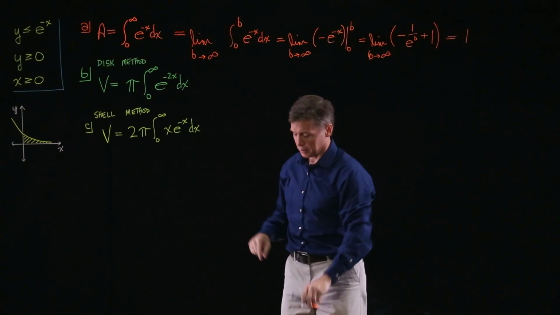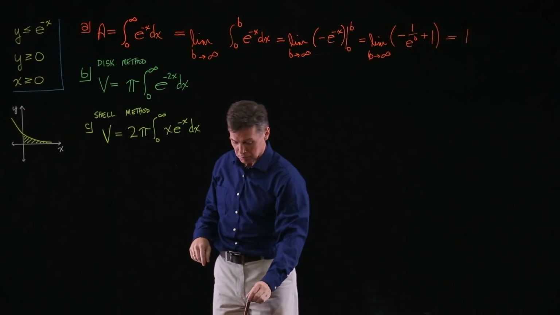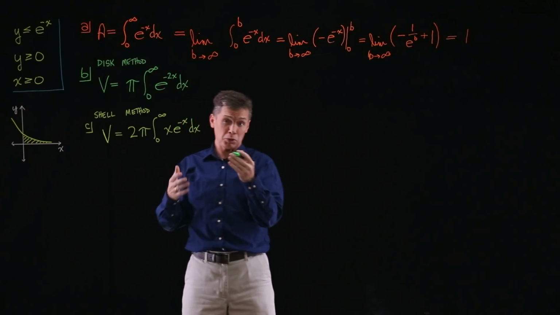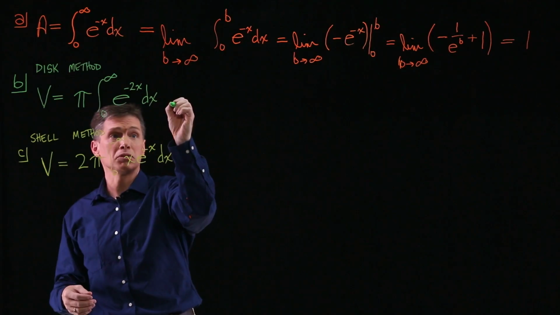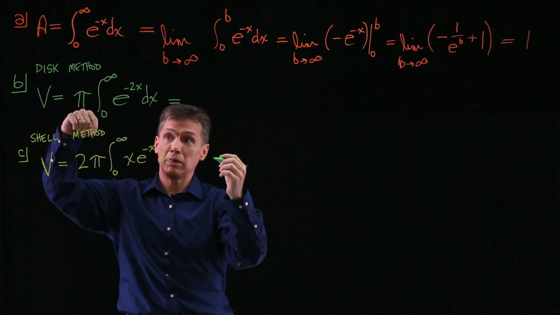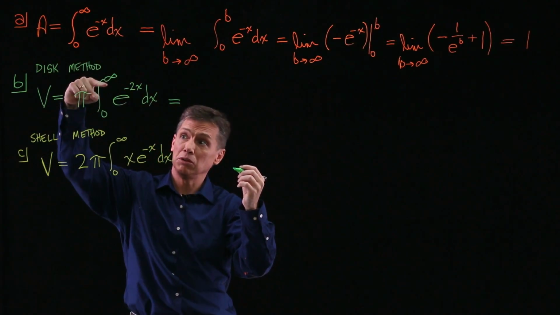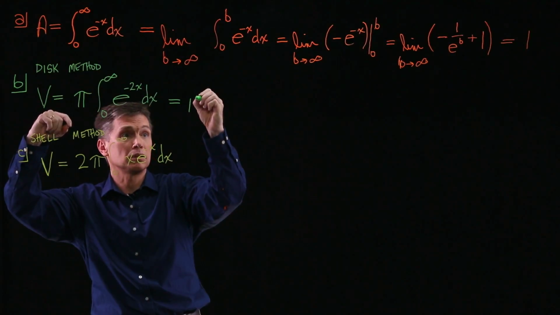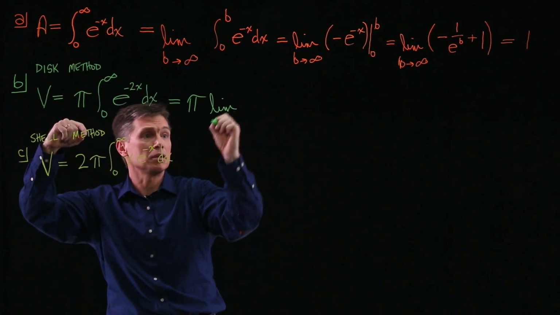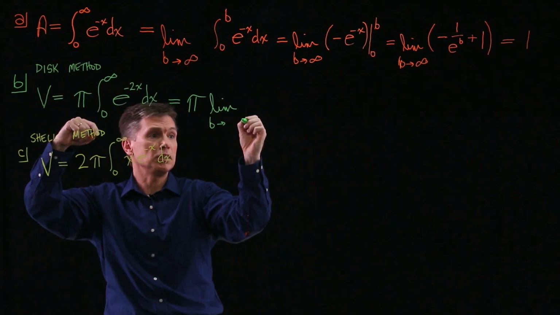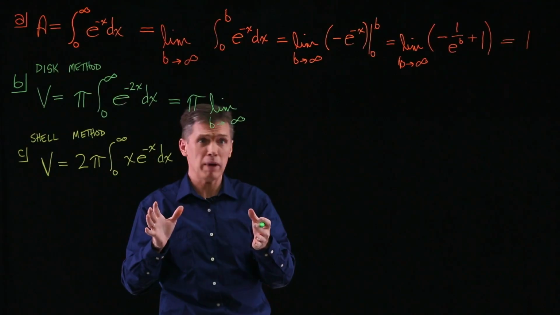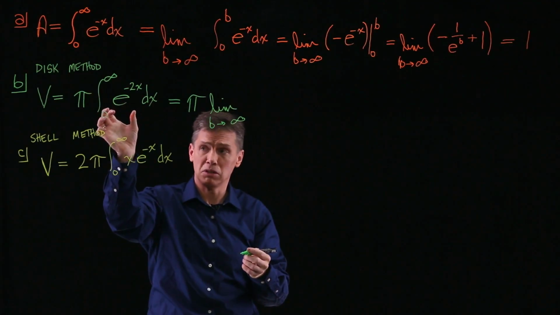Onward. Second problem, the volume. As I mentioned, we have our disk method set up and ready to go. So what it's going to come down to is evaluating this improper integral. Again, I'm going to have that limit as b goes to infinity. I do have a pi in front. Never want to lose our coefficients out front. b goes to infinity. And this is another integral. It's not too bad to do. I think I'm actually just going to go ahead and do it.